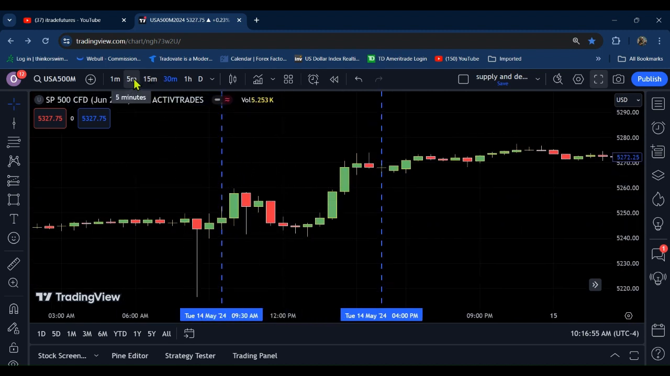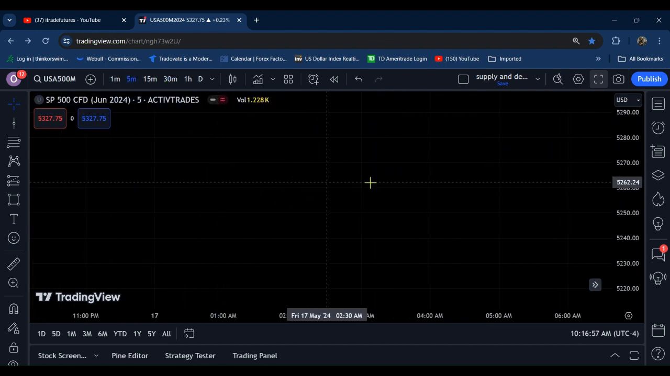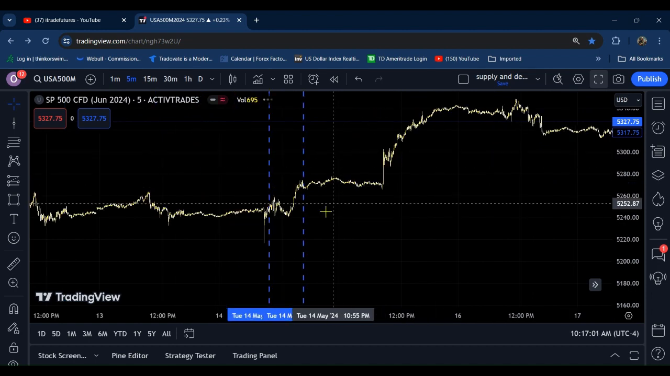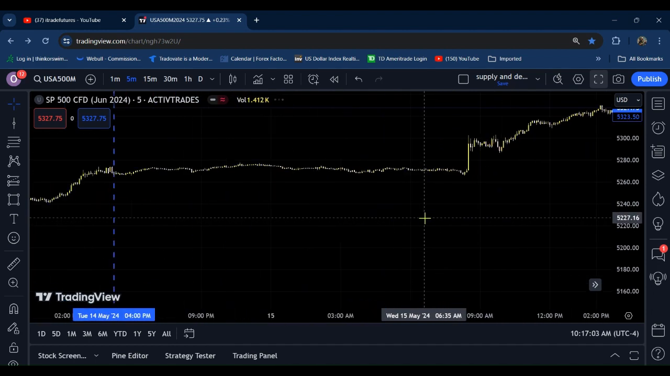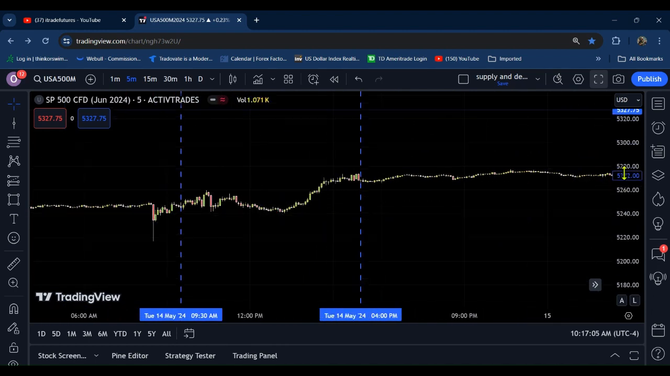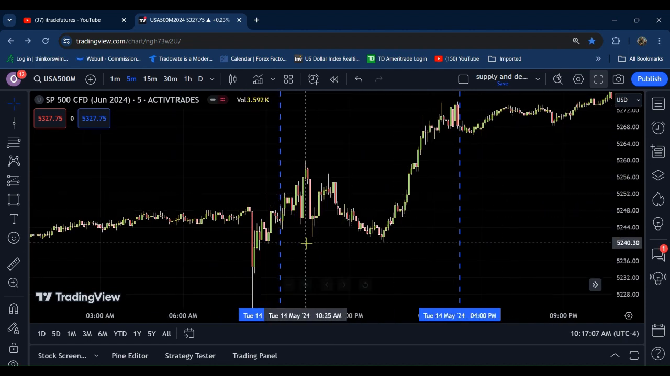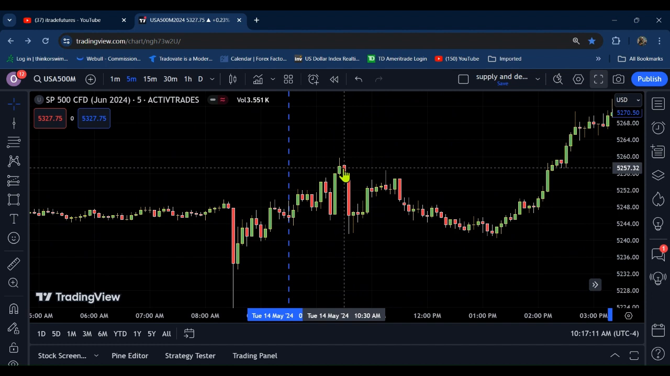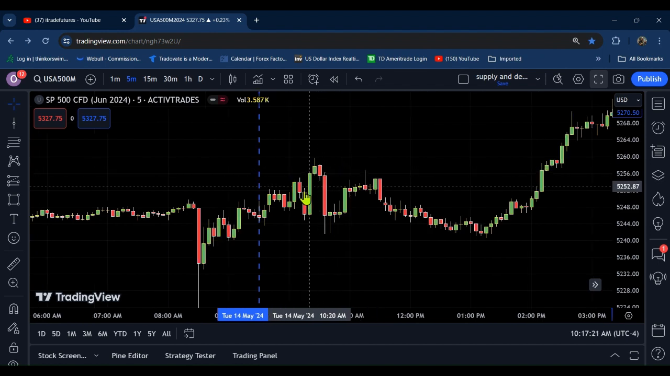Let's go to the 5-minute chart. Now we've got to go find our candles again. There's our area. Okay. So the 10 a.m. reversal looks like it actually occurred at 10:25 is when it hit.